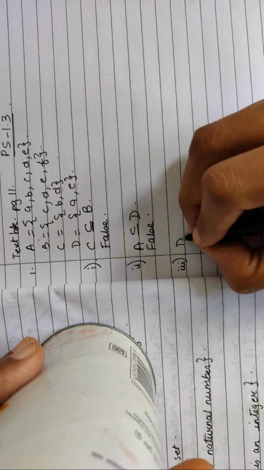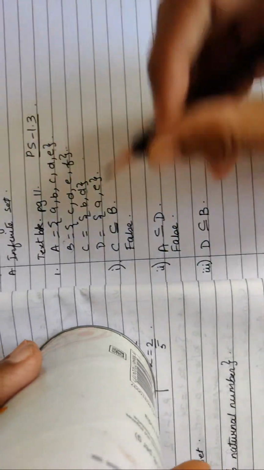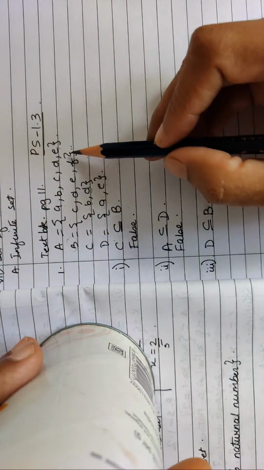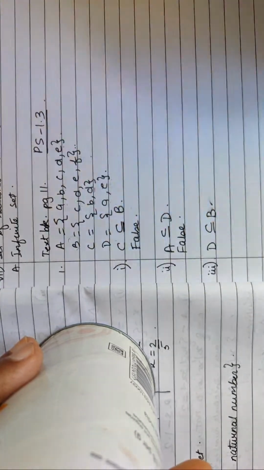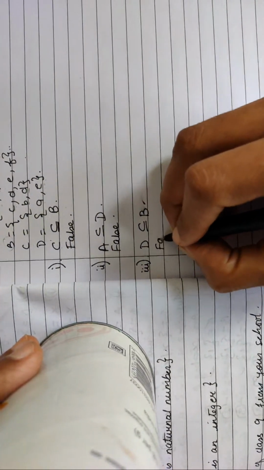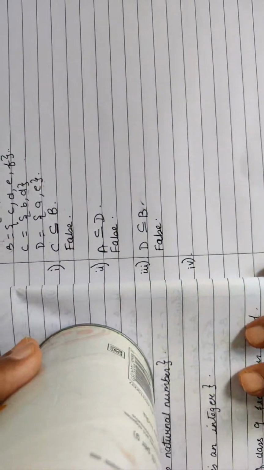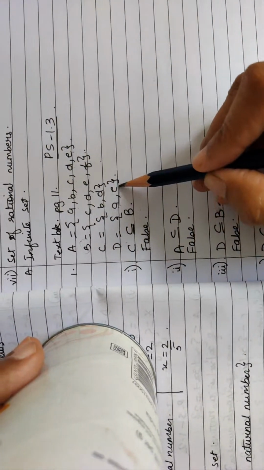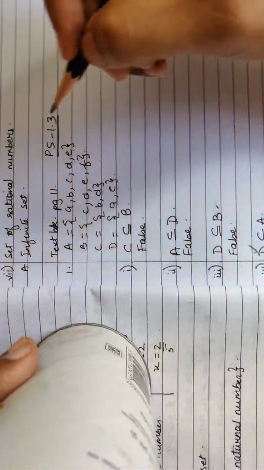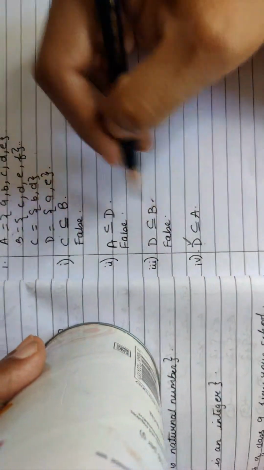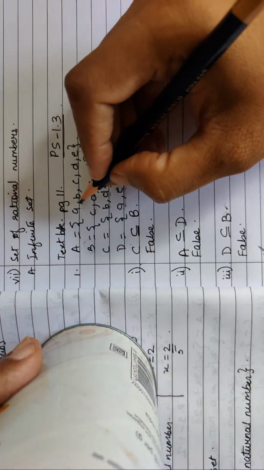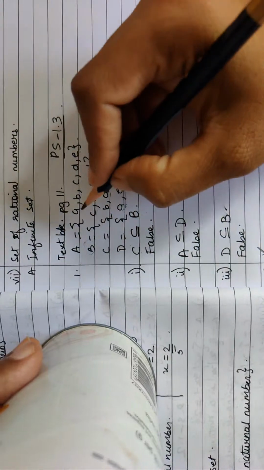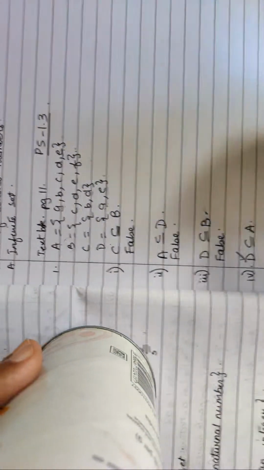Third one, D is a subset of B. Now look, D has A, E and B has so many, so all the elements of B are not present in D. So again this is also false. Fourth, D is a subset of A. Now look, D has A and E. Okay, the first set should be smaller and the second set should be bigger. In the first we have only 2 elements and the second has many, meaning the second one is bigger. And D has A and E, and A and E are present in A. Yes, so this is true.